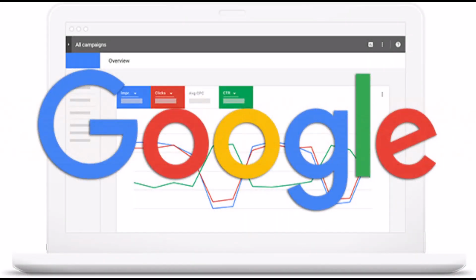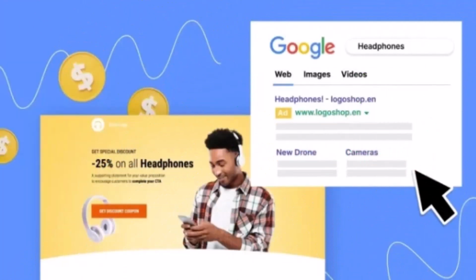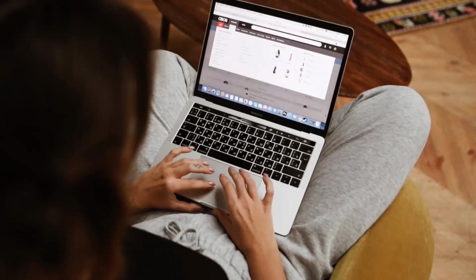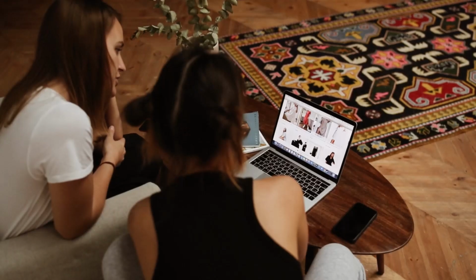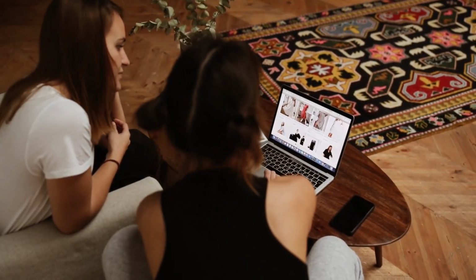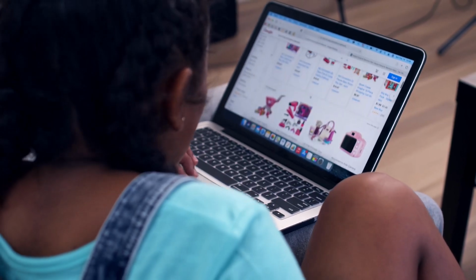A killer ad won't convert if the landing page is slow, messy, or irrelevant. Your page should match your ad, load fast, and have a strong CTA above the fold.